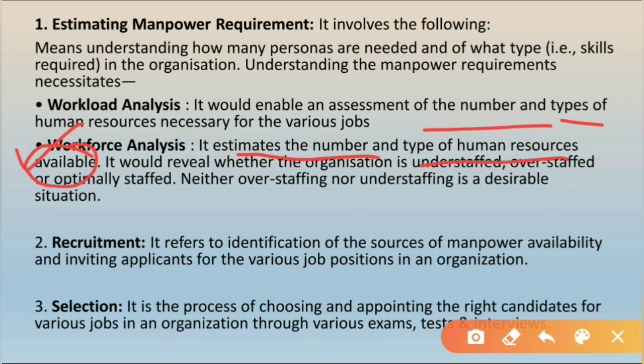The manager assesses the number of employees who are already there in the organization. Here we are not talking about new employees. Here we are talking about old employees, those who are already there in the company. So the manager does the analysis of those employees: how many employees are there in the organization, and what type of employees are working in the organization, right?